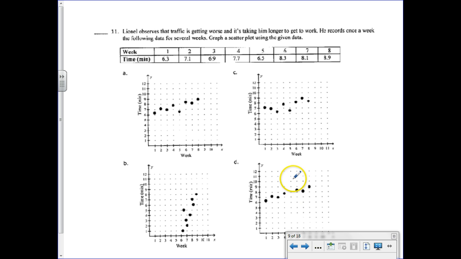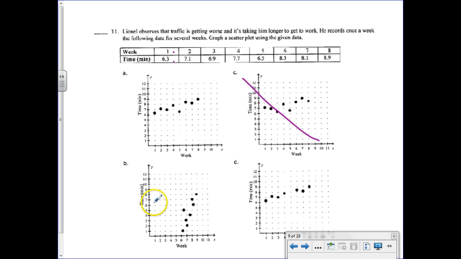Number 11. Now this looks really huge, but it's not a complicated problem. Here's a table of data, and Lionel has observed that traffic is getting worse and it's taking him longer to get to work. He records once a week the following data for several weeks. Graph a scatter plot using this data. So this is the same data, and you decide which graph matches this. Week 1, you're at 6.3. Week 1, this is at 7. Throw that graph out right away.